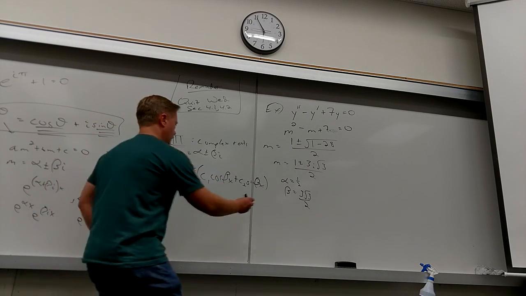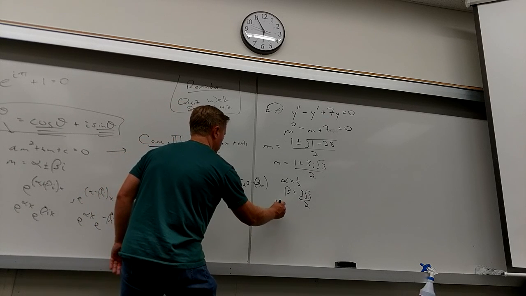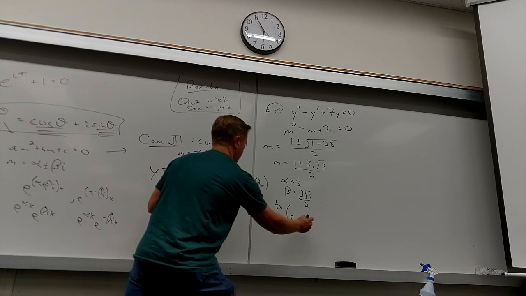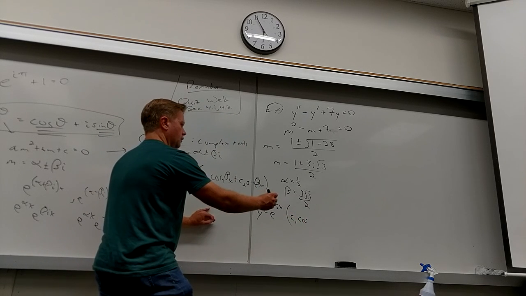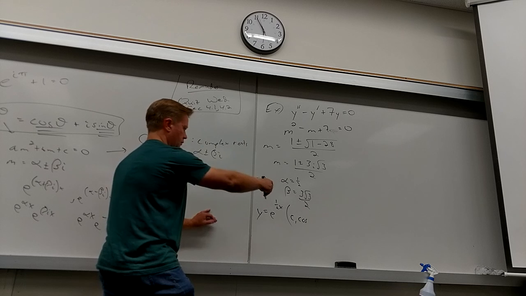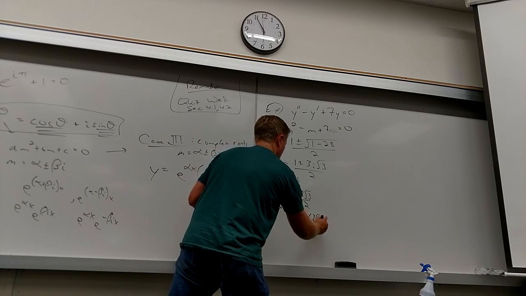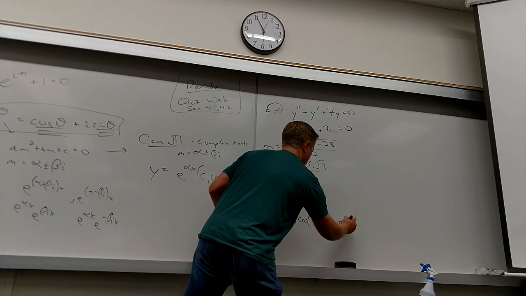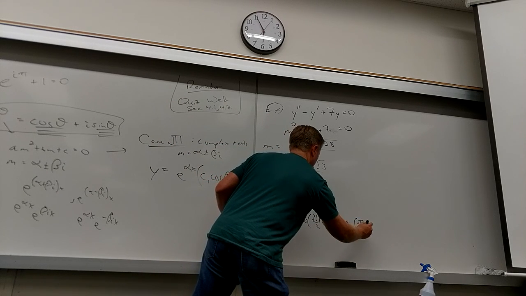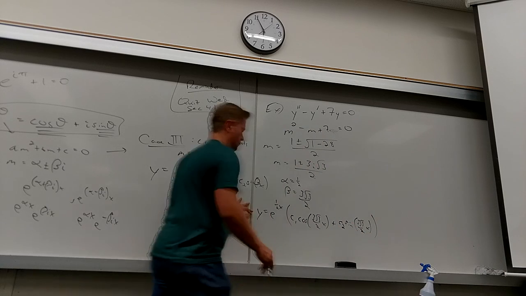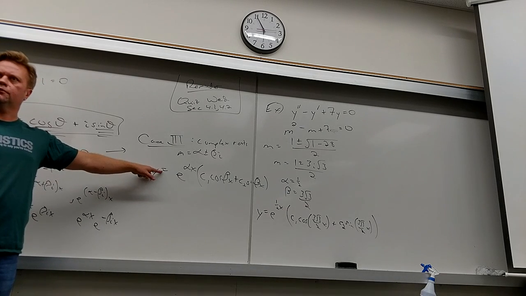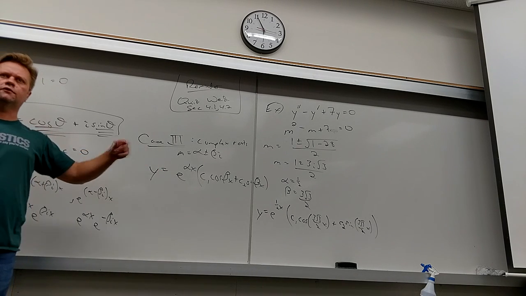So alpha is 1/2, so your y equals e to the 1/2 x times c1 cosine of 3 root 3 over 2 x plus c2 sine 3 root 3 over 2 x. You just have to remember this form for this case. And then you just plug stuff in.